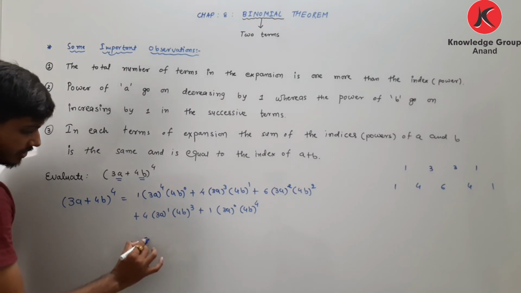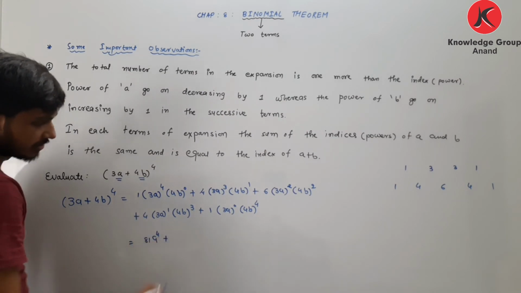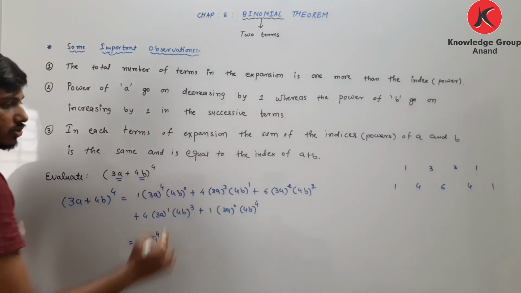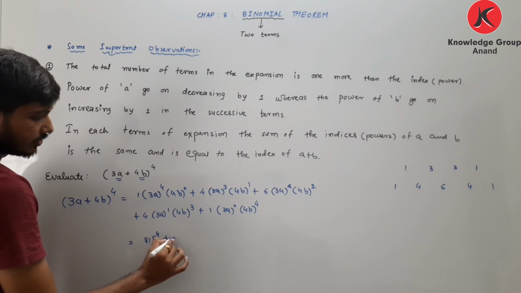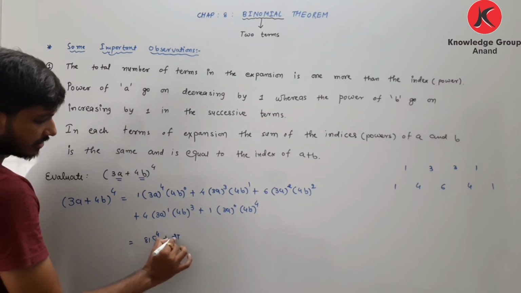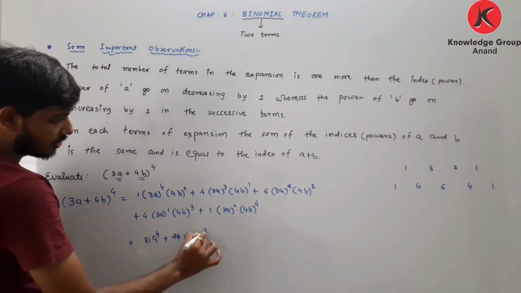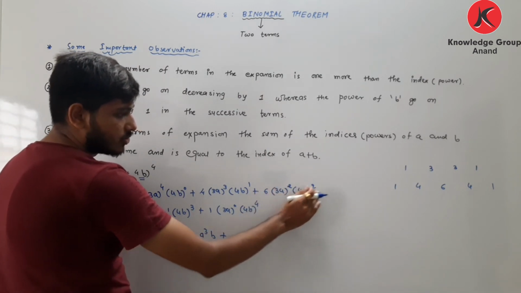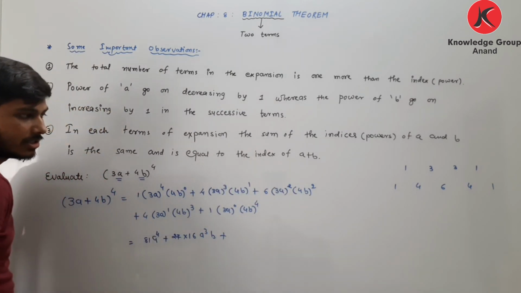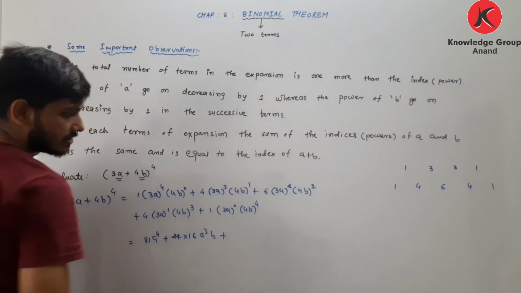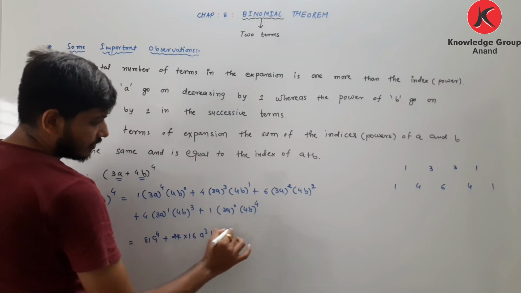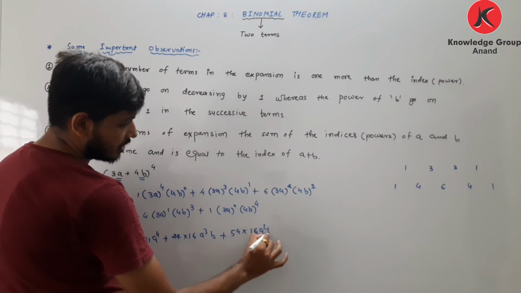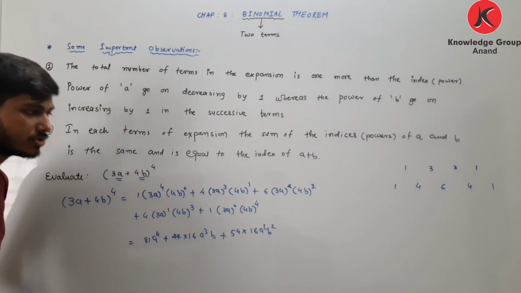(3a) raised to 4 means 81a raised to 4, plus 4 into 27 into 4, so 27 into 16; do it yourself, you will get an answer, into 16 a cube b. Plus 6 into 9 into 16: 16 into 9 into 6, 9 6s are 54, 54 into 16 a square b square. Do these calculations yourself on a calculator.